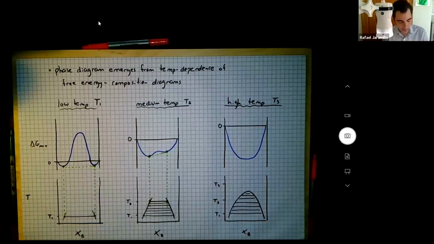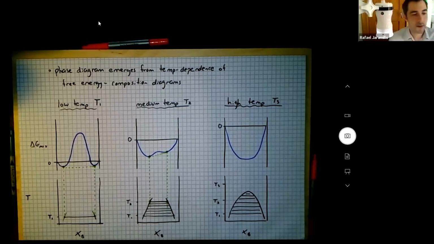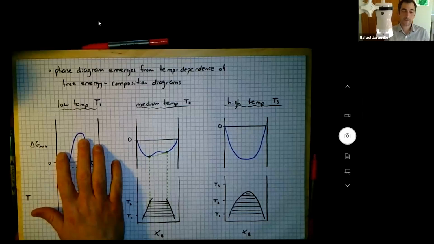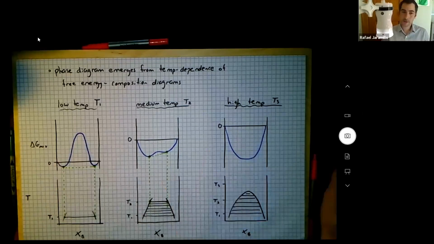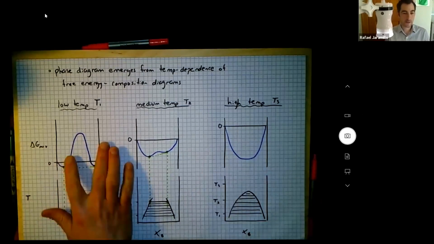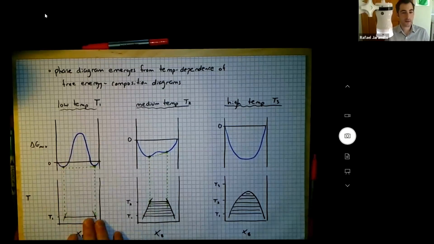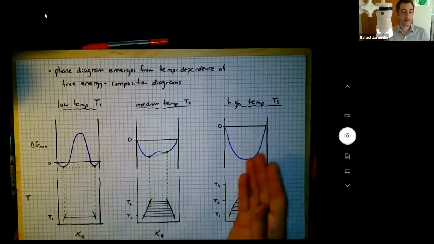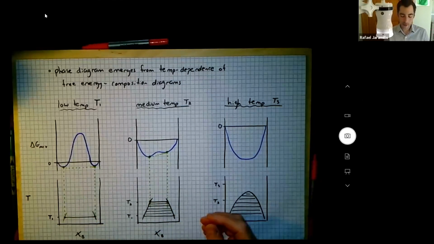Right. So the way that I did this here is I did a very, very slow motion animation for you, right? At each temperature, you have a free energy composition diagram. At each temperature, that free energy composition diagram determines for you whether or not there are any tie lines in the phase diagram. It tells you about the phase stability and equilibrium as a function of composition at that temperature. And so as you tune the temperature as a knob, you sweep through a series of free energy composition diagrams. And you gradually build up the phase diagram.